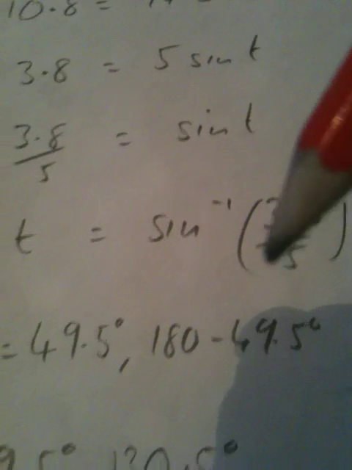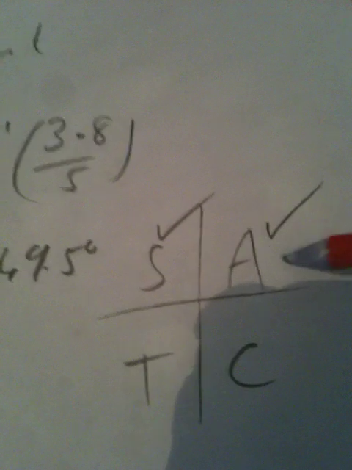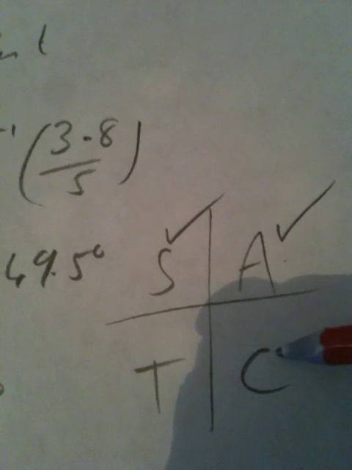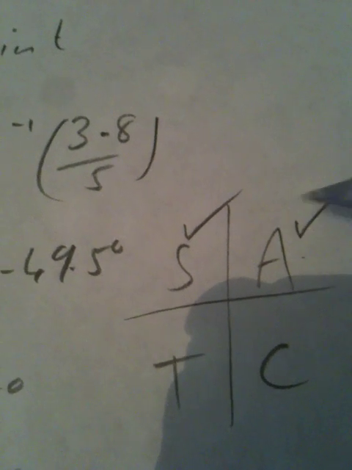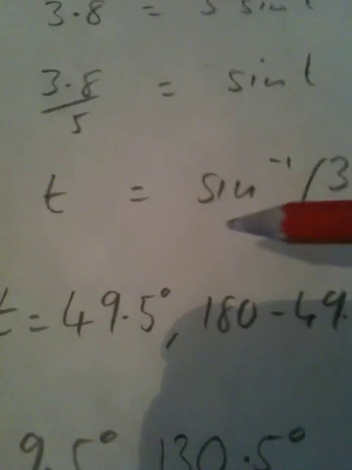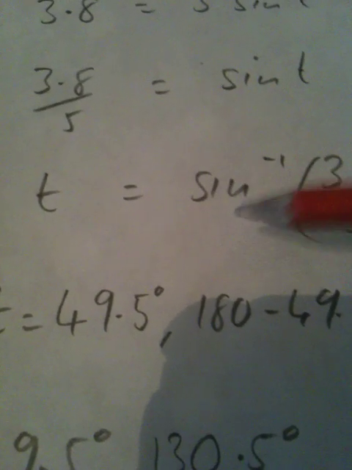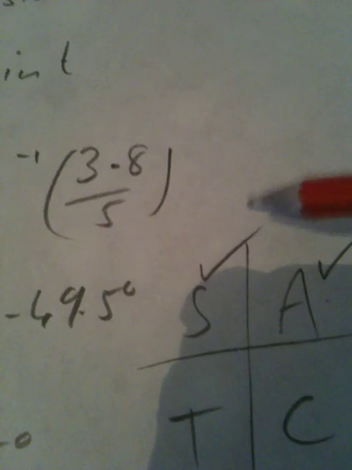So that shifts in on the calculator: bracket 3.8 divided by 5, tells us it's 49.5, but the question said 2 solutions, or 2 times. It's basically telling us it's one of the ASTC diagram questions, so we're ticking A for all and S for sin because it's a sin question, and also this is a positive value, so we'll tick the A and the S. If it was negative, we'd tick those 2.